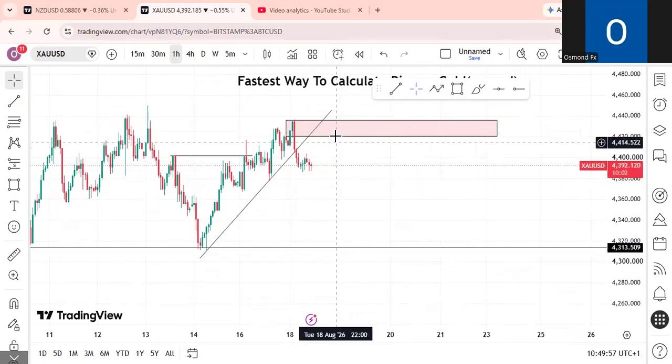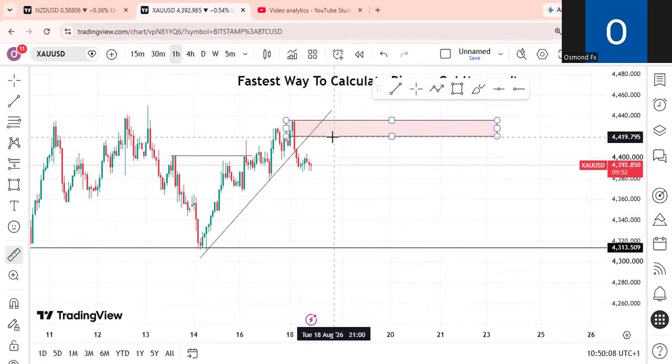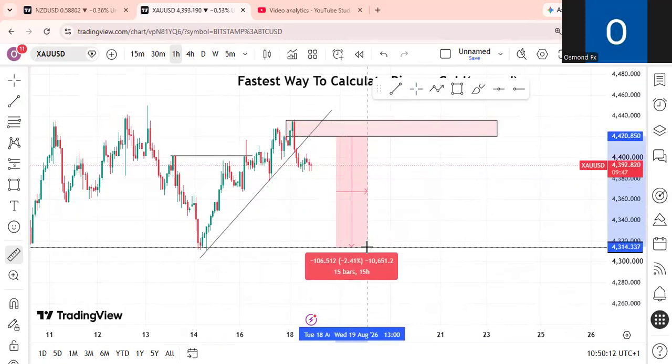So how will I know the pips movement that the market is going to move? What I usually do is pull up this ruler tool, this measure tool here. I can put it here from where I want to sell from to this low.